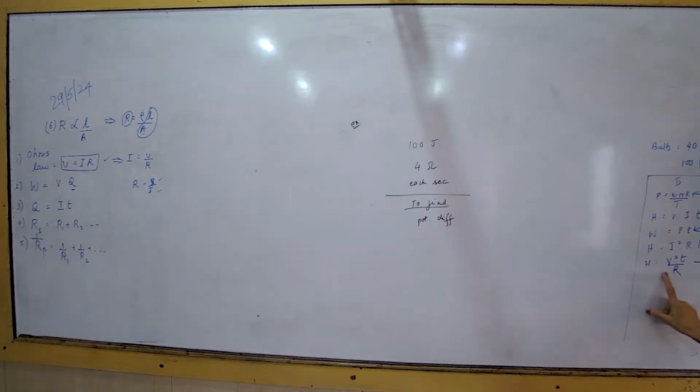Look at the last one. V square is equal to H into R upon T. So whatever answer you get, the root of that will be your potential difference. Or the other way of doing it is you find out I, and using I, use Ohm's law. Either way is correct.